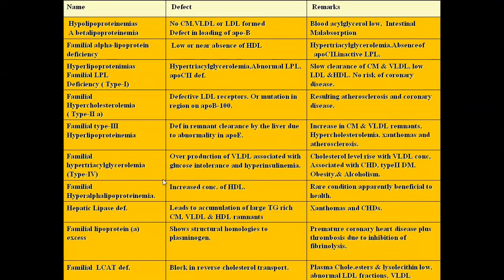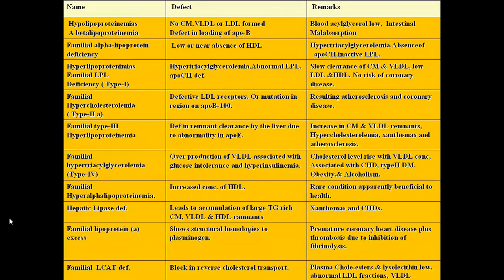Next, familial hyperalpha-lipoproteinemia. This disease is very, very rare. In this case, increased concentration of HDL is found. That is beneficial, a rare condition apparently beneficial to health. Next, hepatic lipase deficiency. Hepatic lipase is the enzyme found in hepatocytes that degrades HDL3 particles after internalization. If this enzyme is deficient, it leads to accumulation of large TAG-rich chylomicron, VLDL, and HDL remnants, and results in xanthomas and cardiovascular diseases.